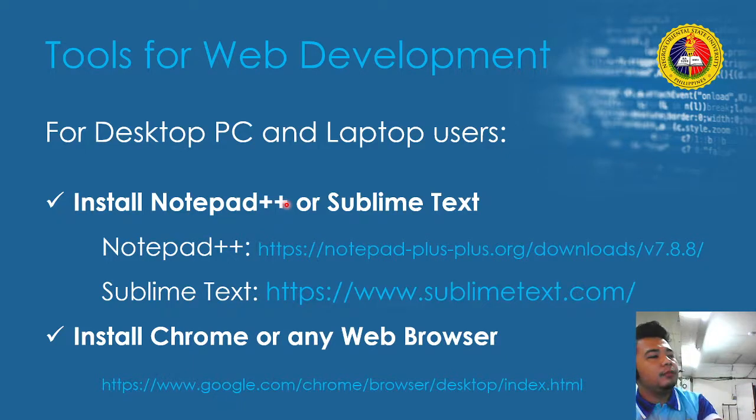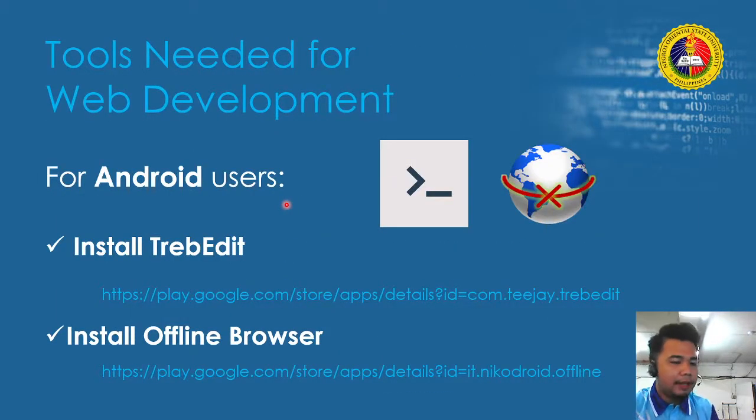wide spectrum of web developers. And then, of course, install Chrome or any web browser, because web development will of course use web browsers. And perhaps the most used web browser is Chrome for Windows users. And then for Android users, same thing that we did last time, install TrapEdit and then install an offline browser. You can also install any other browser that can read offline websites.